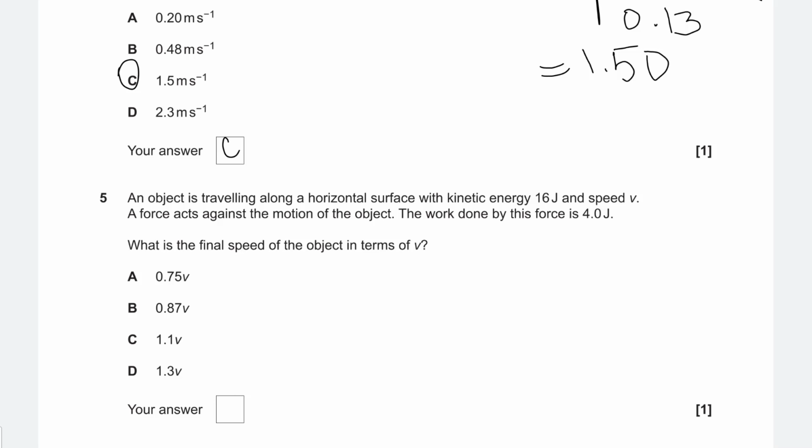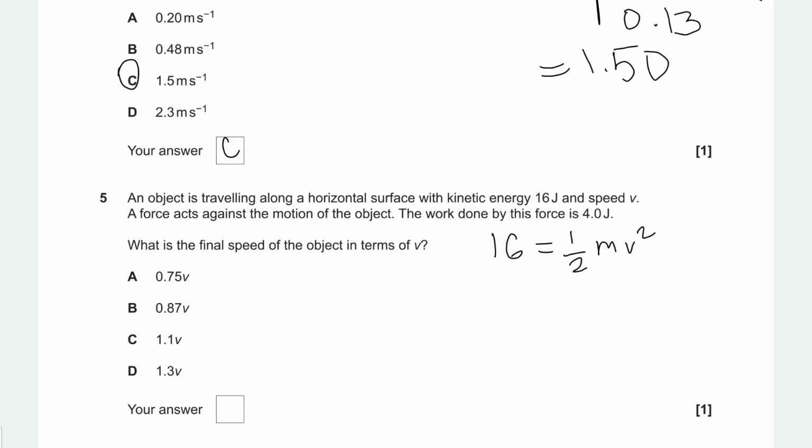5. An object is traveling along a horizontal surface with a kinetic energy 16 joules and speed v. Okay, now this is probably a question which is going to have to be solved symbolically. So I'm going to say that when the kinetic energy is 16 joules, the speed is v. So I'm going to say that 16 is equal to a half mv squared. Okay, a force acts against the motion of the object. The work done by this force is 4 joules. What is the final speed of the object in terms of v?